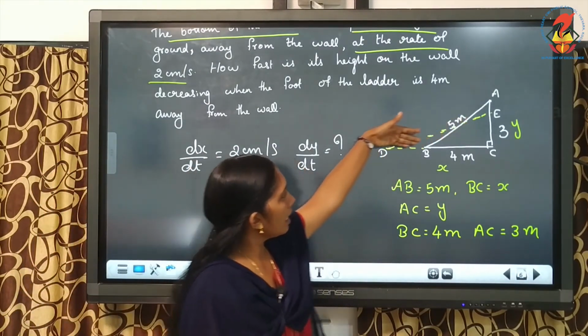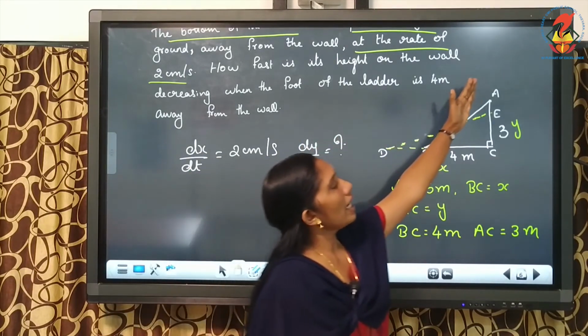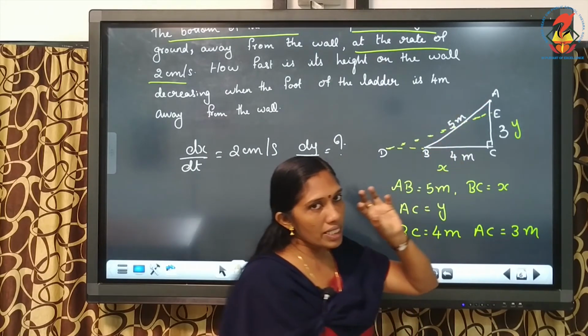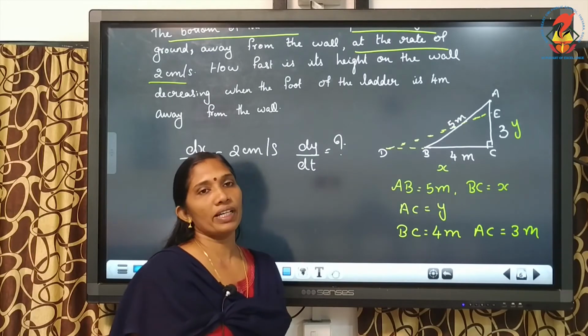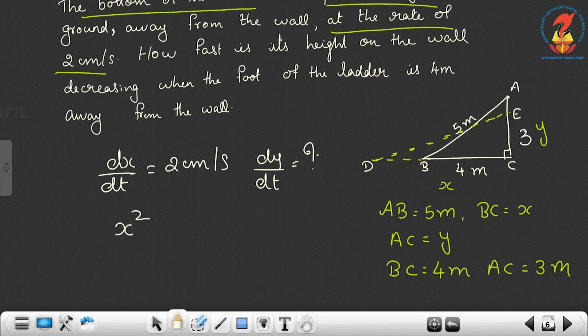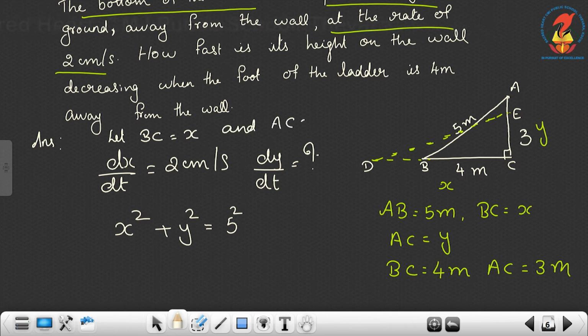So if we pull the ladder along this ground, its height is decreasing. So this is the new change in the height AE. So what is that change? dy by dt we have to find. So in this right angle triangle we can use the Pythagoras theorem, that is x square plus y square is equal to 5 square. We can use that. Now taking the derivative, this AB is given, I am writing here, let BC is equal to x and AC is equal to y.